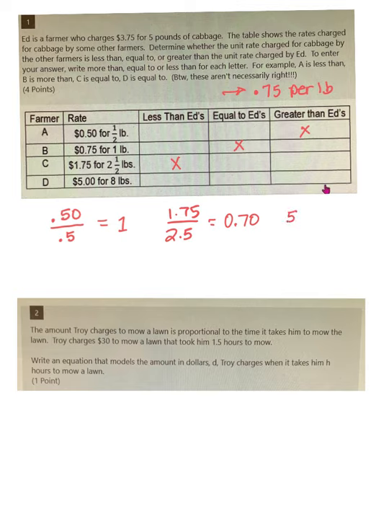Finally, for farmer D, it's $5 divided by 8 pounds. And 5 divided by 8 is 0.625. We're going to round it to 63 cents because we're dealing with money. And 63 cents is less than 75 cents. So there you have it. Number 1 was all about unit rate. And to find unit rate, you need to divide.